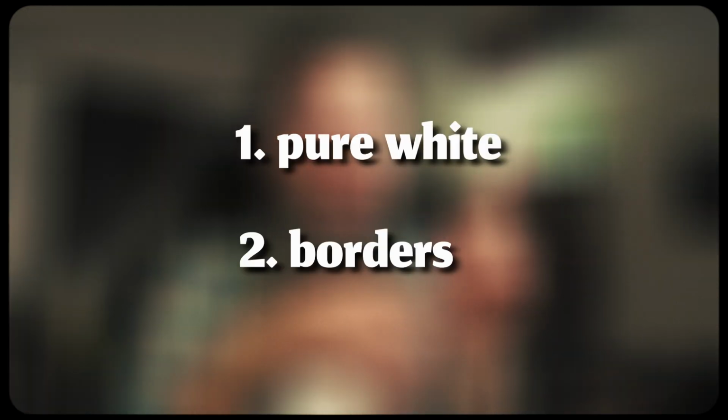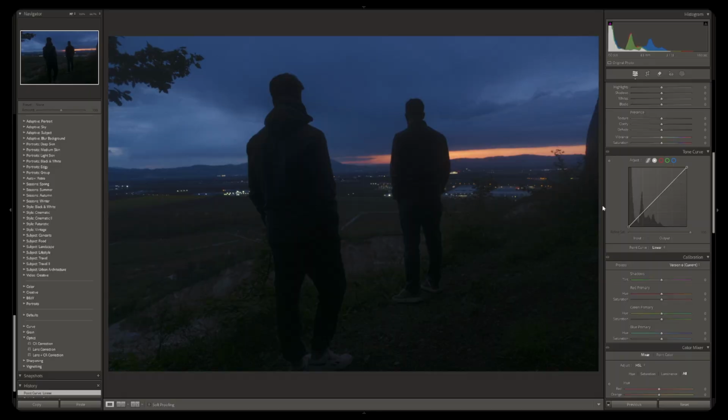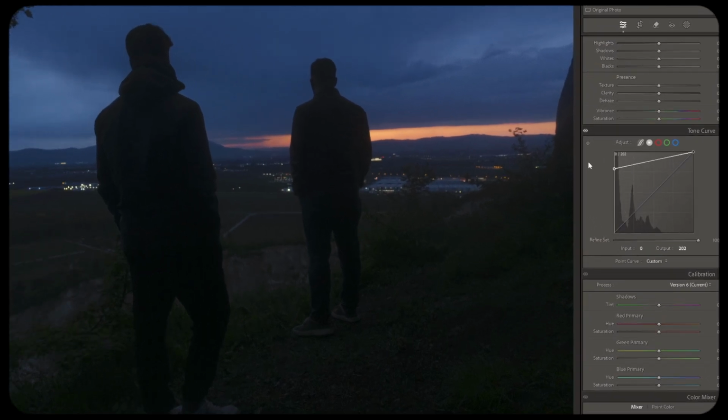Now, to be able to add white borders into Lightroom, we need two things. We need white and we need a way to define a border. The first one is really easy. In order to get pure white into Lightroom, all I have to do is go into the curves panel and raise both of the points to 255. This yields perfectly white pixels.